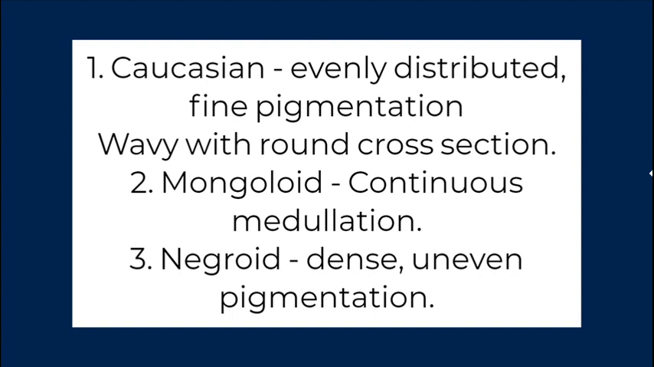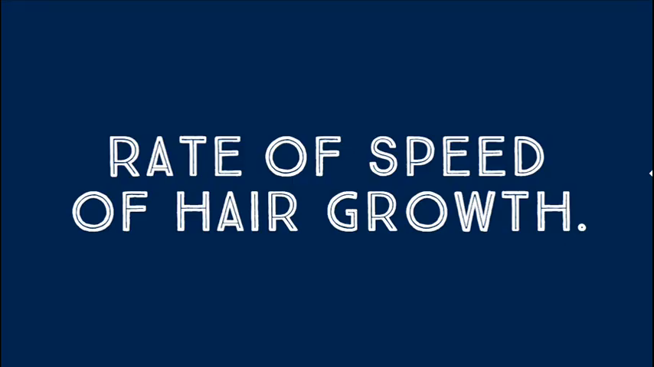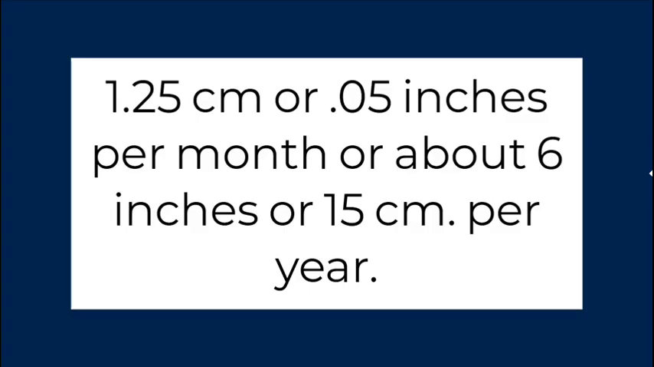1. Caucasian, evenly distributed, fine pigmentation. Wavy with round cross-section. 2. Mongoloid, continuous medullation. 3. Negroid, dense, uneven pigmentation. Rate of speed of hair growth: 1.25 centimeters or 0.5 inches per month, or about 6 inches or 15 centimeters per year.